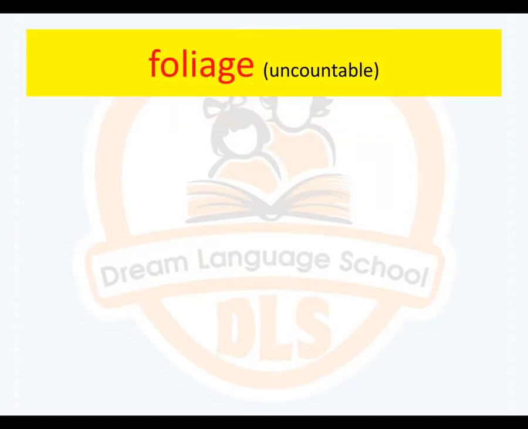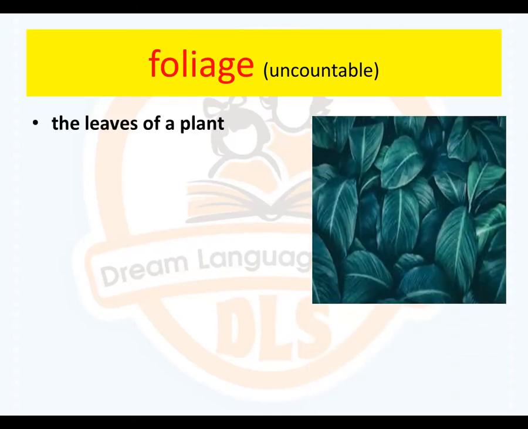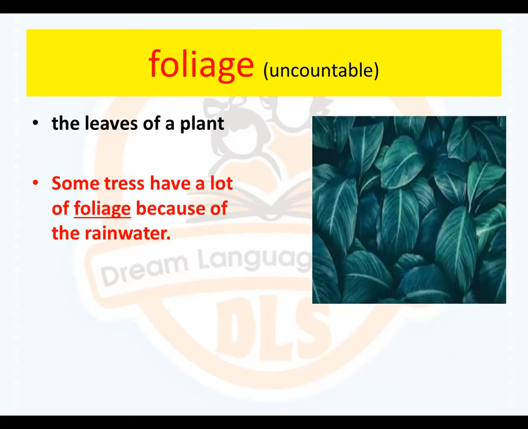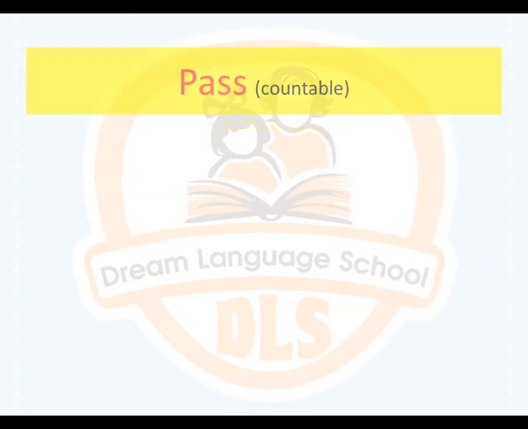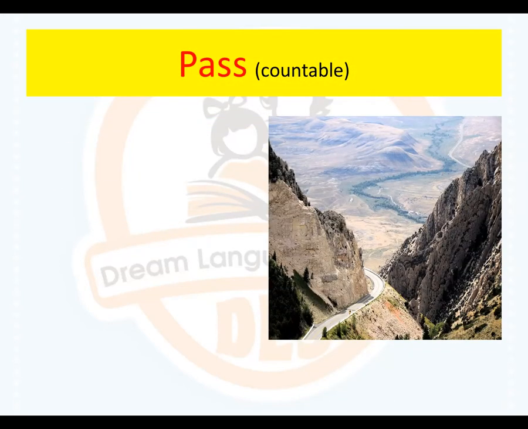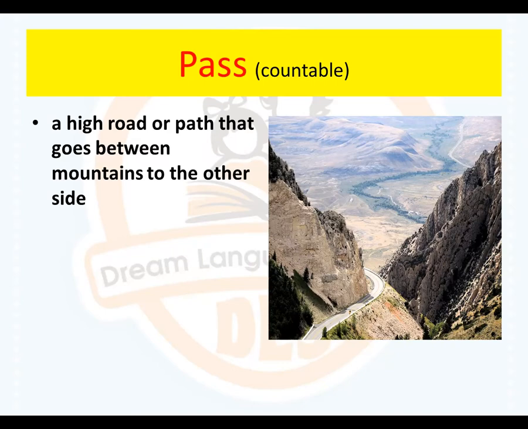Foliage. Again, foliage is uncountable, which means we cannot say foliages. Right? Okay. So foliage means the leaves of a plant. Some trees have a lot of foliage because of the rain water.